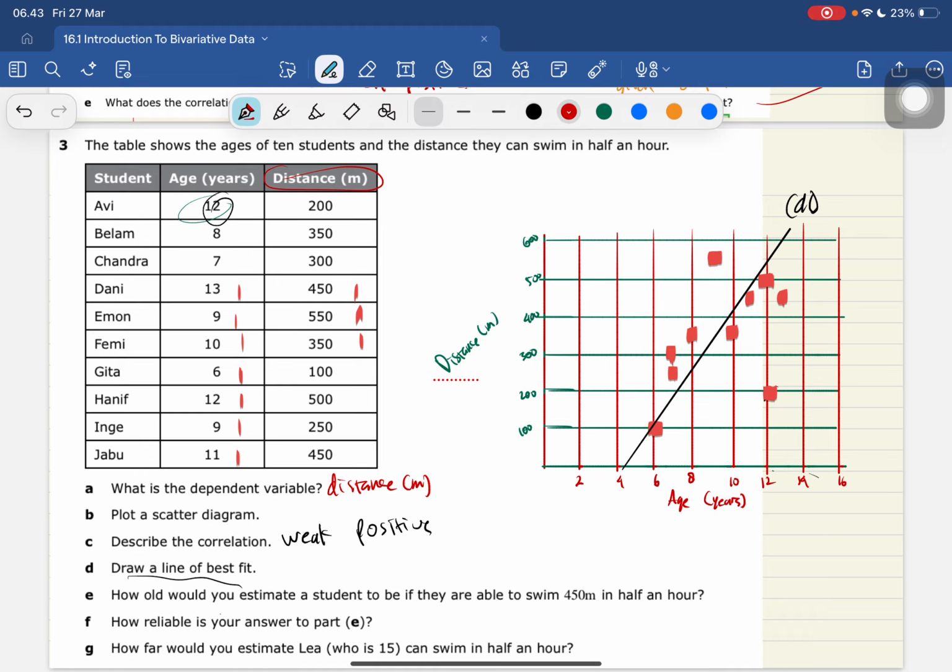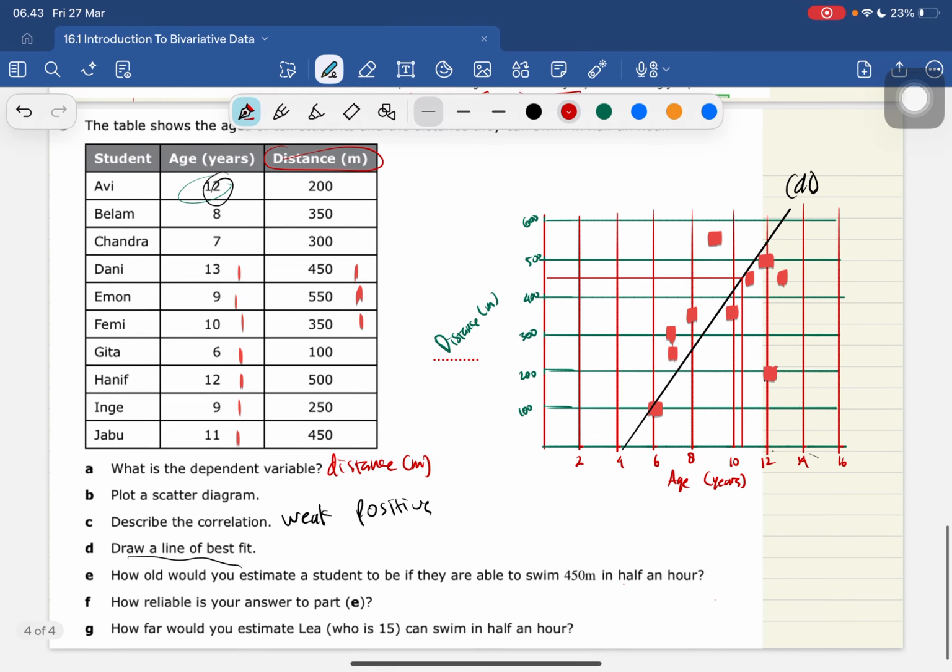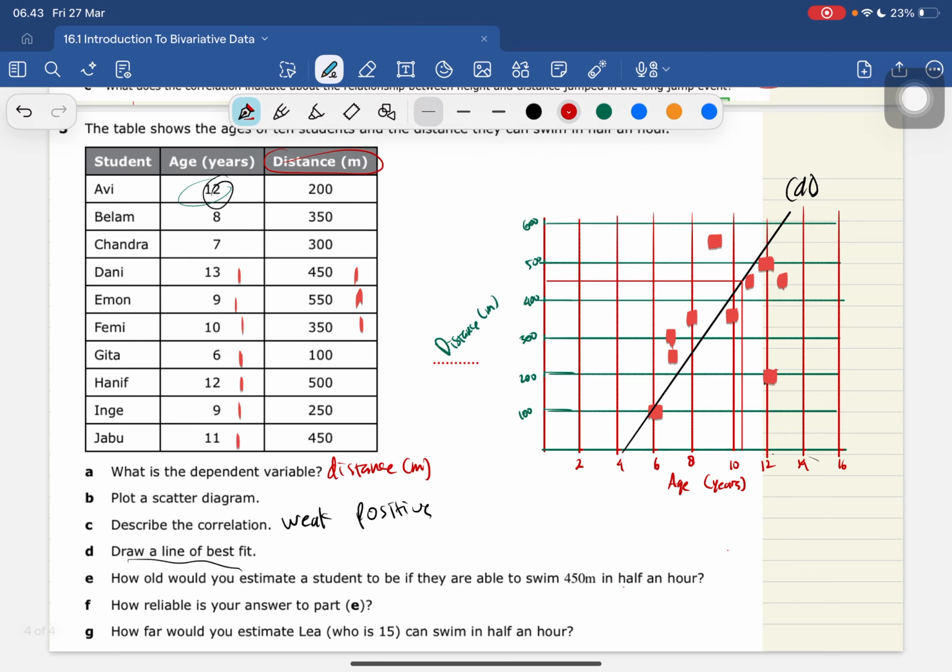Next, how old would you estimate the student if they are able to swim 450 in a half hour? So 450, let's make it a straight line here. Based on my line, it is between 10 and, quite 11 or 11 to 12 years old.